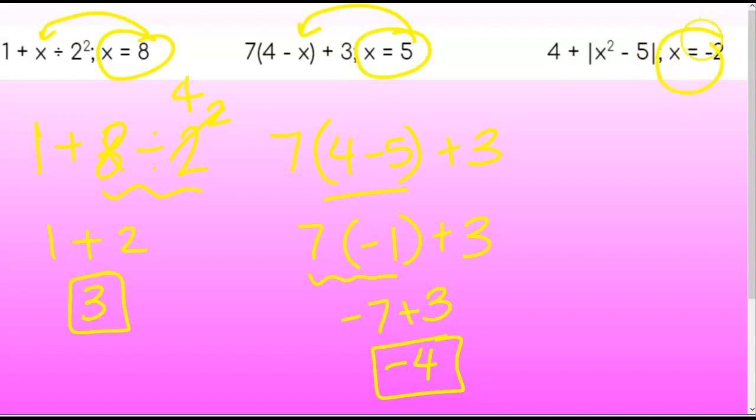I'm going to take this negative 2 and plug it in here. Ooh, this one's going to be a little bit tricky. Negative 2 squared minus 5. Okay, so I need to do what's inside my absolute value first, but I need to solve this negative 2 squared. So this actually becomes a negative 2 times a negative 2, which is a positive 4. 4 minus 5 gives me a negative 1. So the absolute value of a negative 1 is actually a positive 1. So 4 plus 1 is 5.